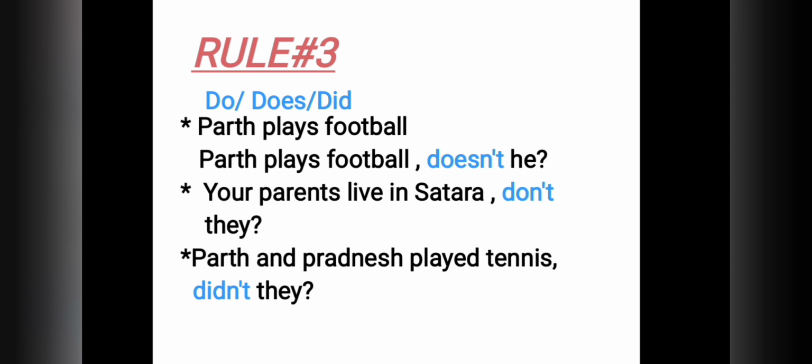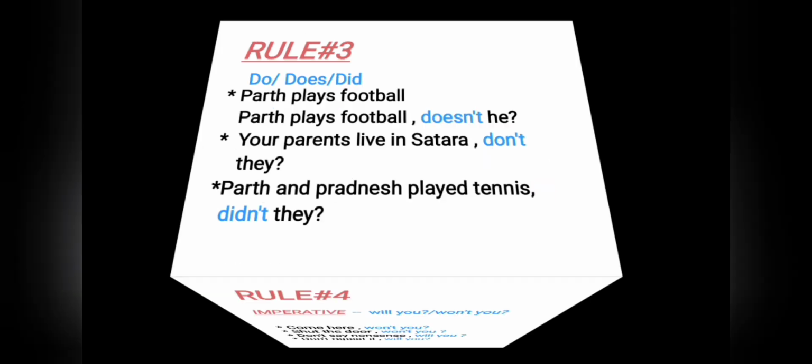Parth and Pradnesh played tennis. Played shows past tense, so we have to use here did. So like that, whenever no modal auxiliary, whenever no to be verb in the statement, at that time we have to use do, does or did, any one of them. In short, when be in the statement, use be in the tag. When auxiliary in the statement, use auxiliary in the tag. And when no be, no auxiliary in the statement, use do, did, does.